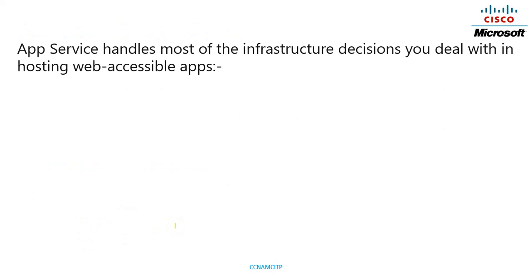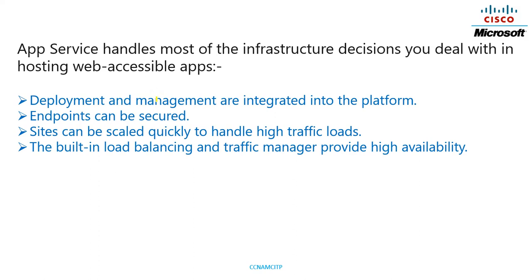So here, you know, app service handles most of the infrastructure decisions you deal with in hosting web accessible apps. Let's see how. For example, deployment and management are integrated into the platform. Endpoints can be secured, and sites can be scaled quickly to handle high traffic loads, and the built-in load balancing and traffic manager provide high availability.